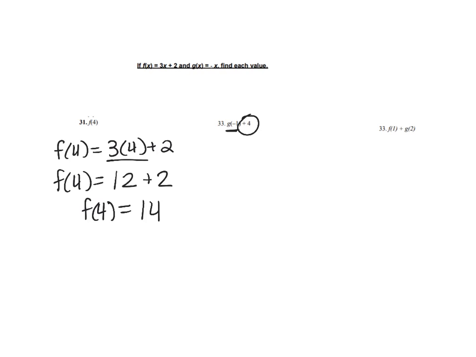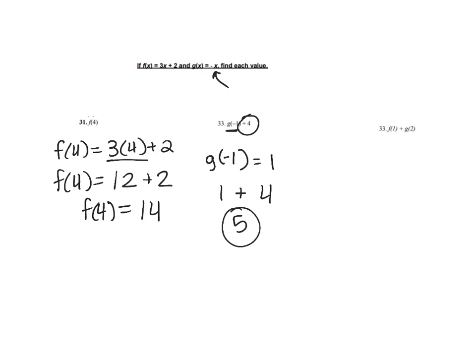So g of x equals negative x. So if I have g of negative 1, it's asking the opposite of x. So I'm going to also say the opposite of negative 1, which is 1. I have that answer. I'm just going to add 1 plus 4 to get a final answer of 5.